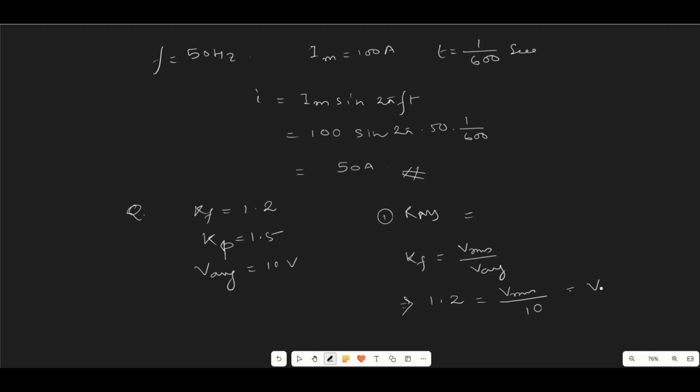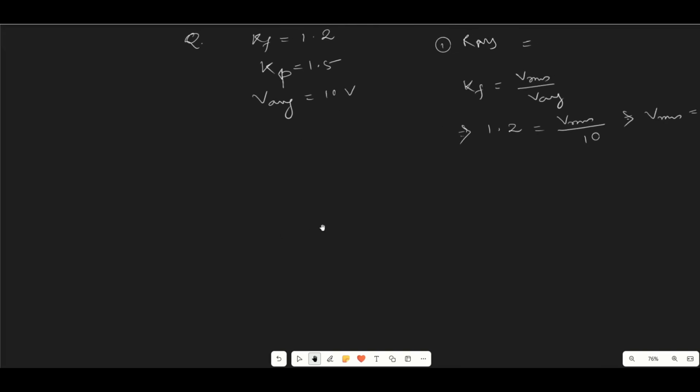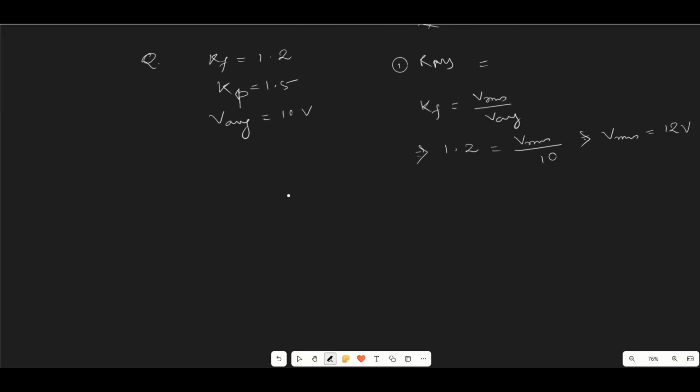So after solving, what we get, VRMS is 12 volts. Now next, we have to determine Vm, that is the maximum voltage.